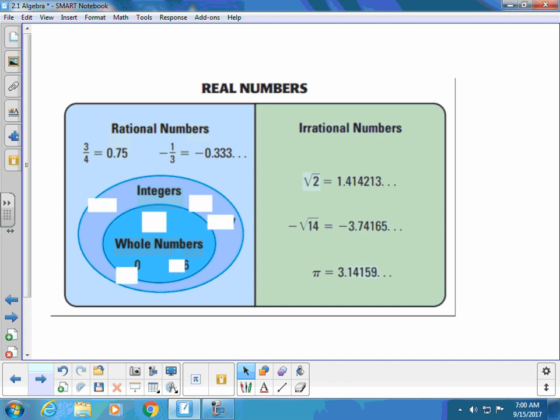Whole numbers are all those counting numbers starting with 0, and then integers include the whole numbers' negative counterparts. These are just some examples. So basically, here's how this Venn diagram works. All whole numbers would be integers, and all integers would be rational. But then no rational numbers would be irrational, and no irrational numbers would be rational, because there's no overlap.